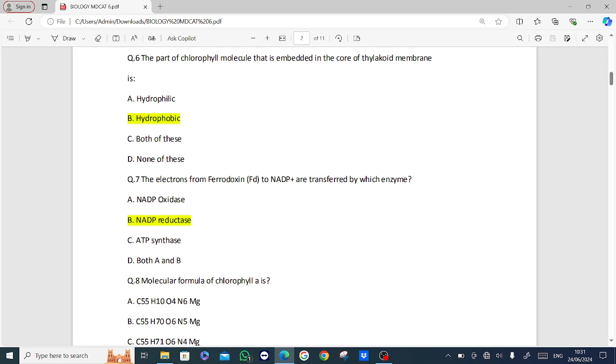Next MCQ is, the electrons from ferredoxin FD to NADP plus are transferred by which enzyme? Options are NADP oxidase, NADP reductase, ATP synthase, both A and B. Answer is option B, NADP reductase.